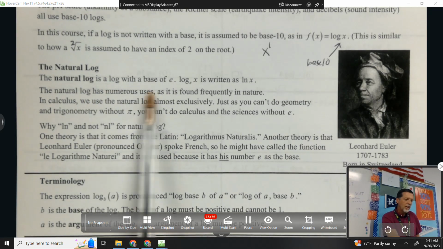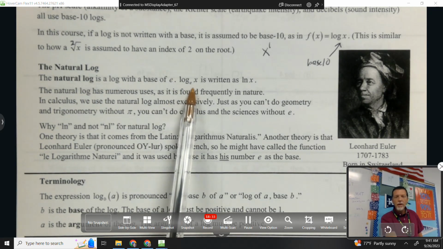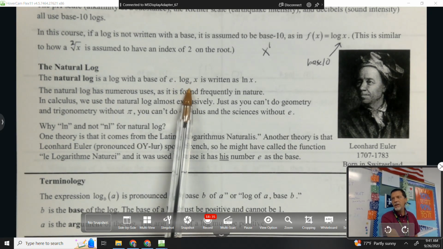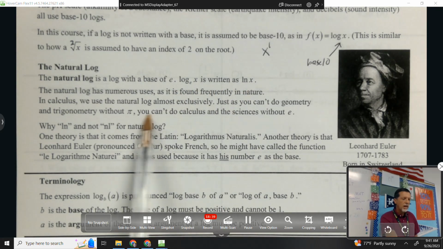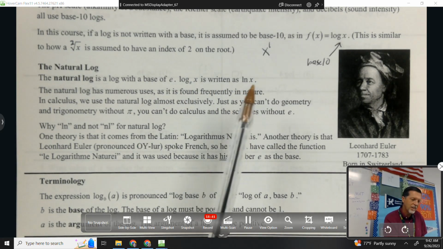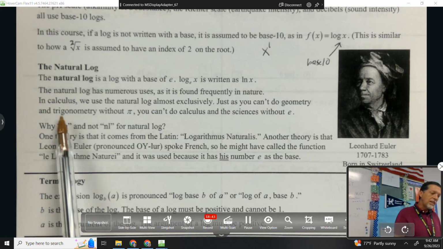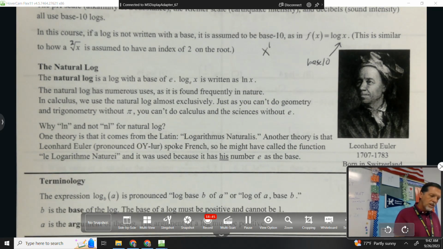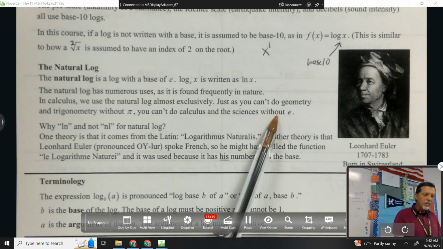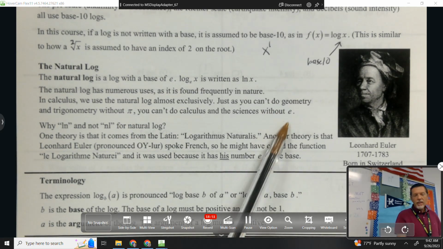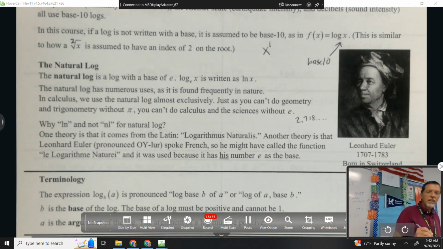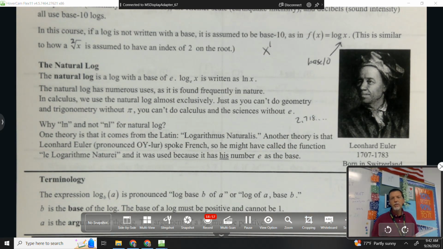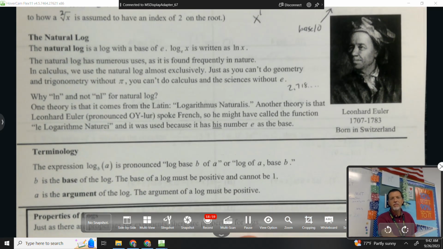Natural log is a log with base e. So log base e, but we don't ever write log base e. It's so common that we switch it to just ln. This also has lots of science uses and definitely calculus uses. You can't do geometry without pi, and you can't do calculus without e. Remember, e is 2.718 and so on. In calculus, we'll get to a formal definition of where that comes from.